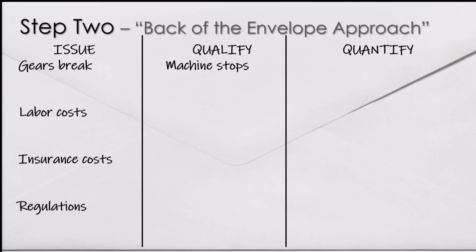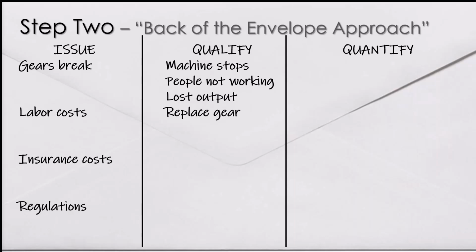And what else? Well, we have people working. And what else? Well, we lose the output of the machine. And what else? Well, obviously have to replace the gear. And what else? Well, we have to have technicians replace the gear. Machine operators aren't qualified to do that. The customer knows all of this. But we're stopping at one moment in time and putting all of the issues on the table. This helps us quantify the cost of the problem.